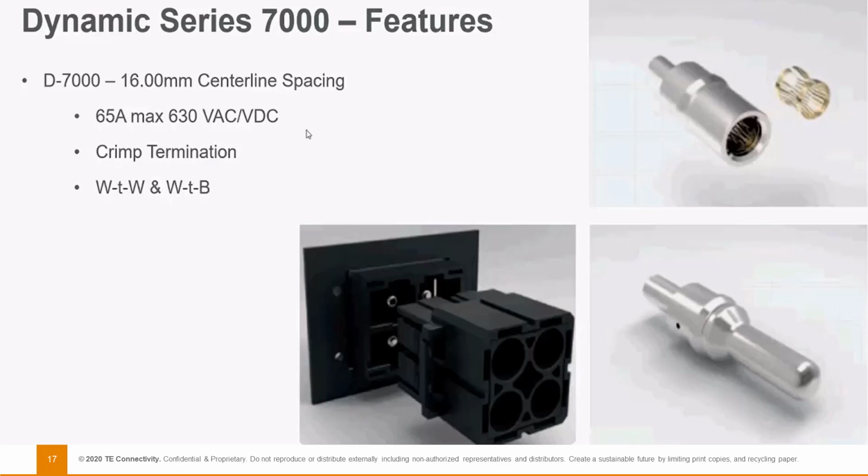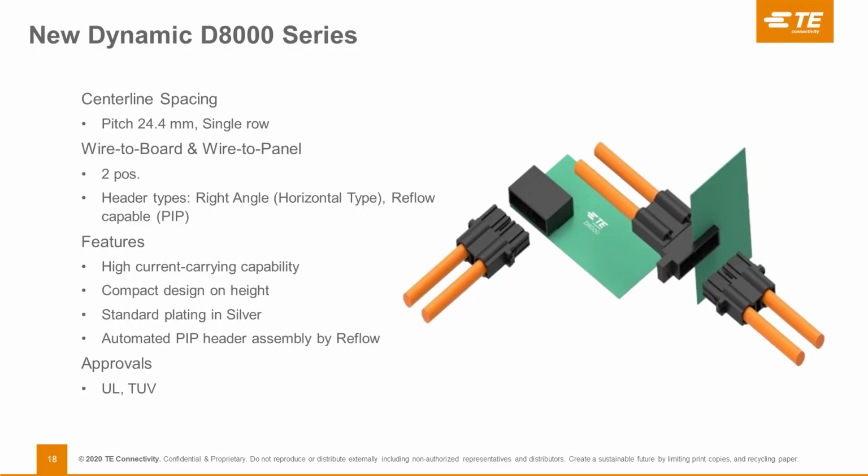It accommodates both wire-to-wire and wire-to-board connections, offering versatility in application. The plating options include tin, gold with different thicknesses, allowing adaptation to specific environmental demands. To guide your choice between 0.38 and 0.76 thicknesses, consider factors such as voltage, current, and environmental conditions. Now let's talk about the new Dynamic D8000 series.